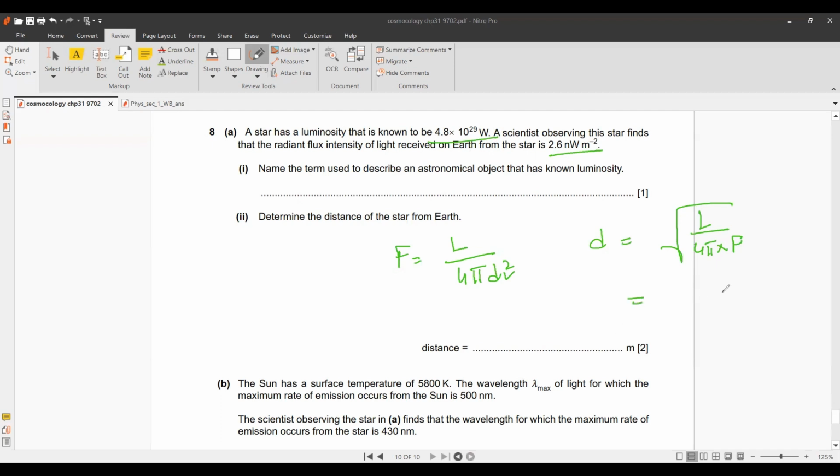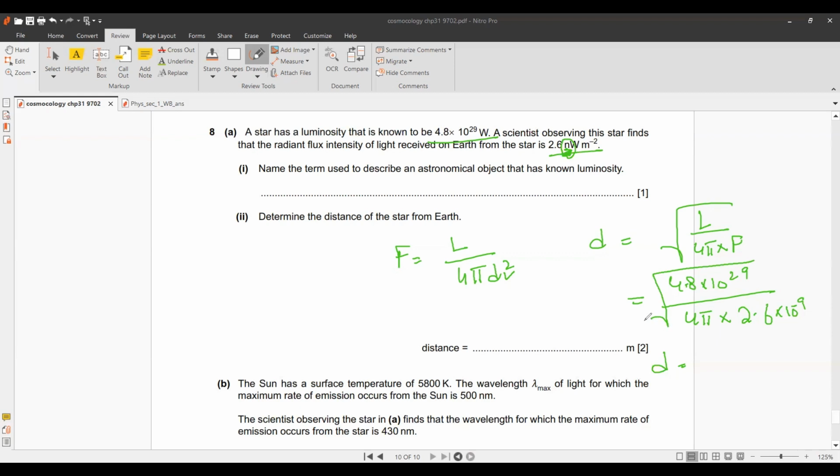So putting this into the formula, we got L is 4.8 into 10 to the power 29 over 4 pi into 2.6 square, into nano, 10 raised to power minus 9, nanowatts per meter square. What is the answer? 3.6 times 10 power 19. We need to take the square root.